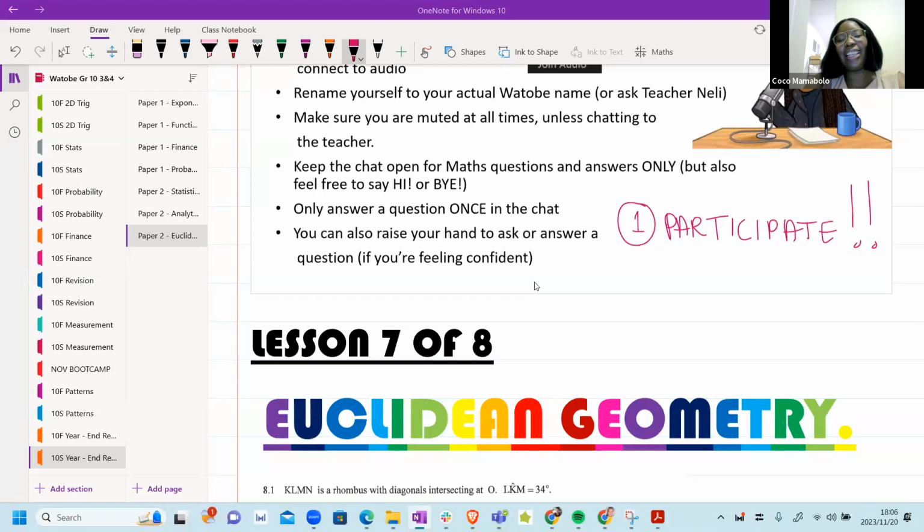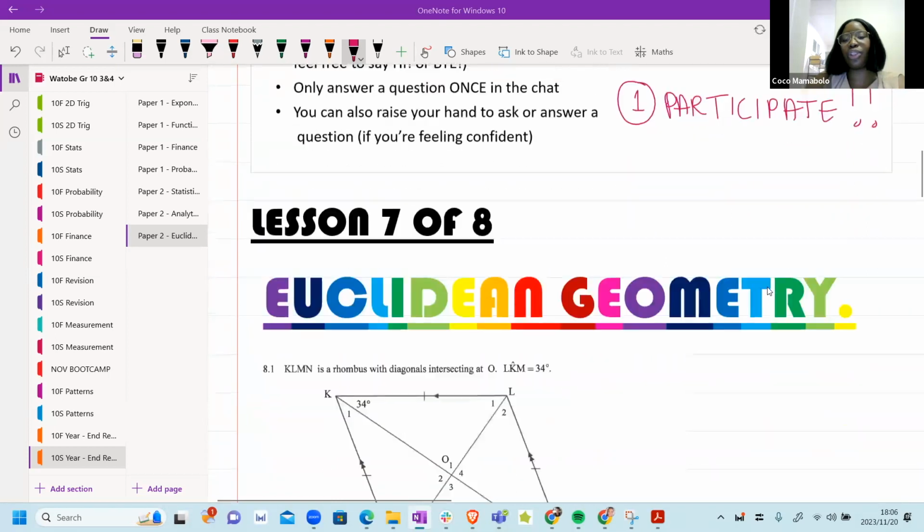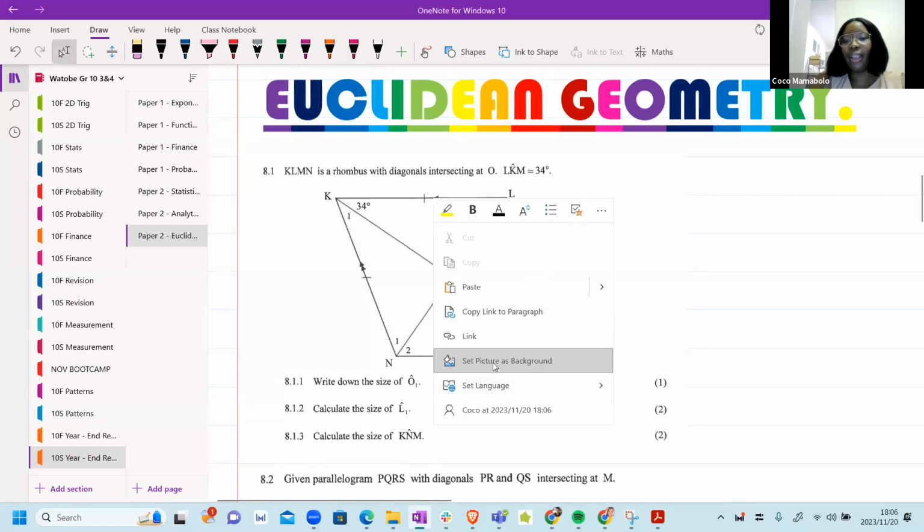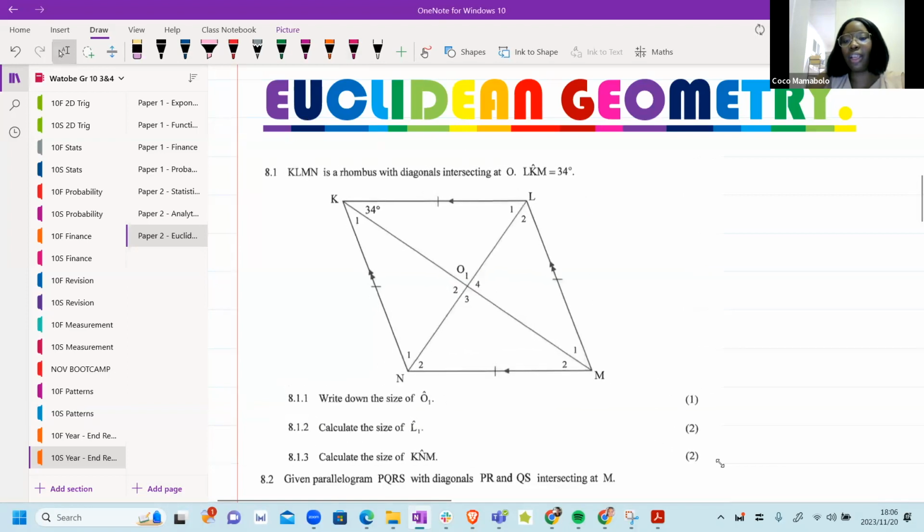Alright, let's start off with this question over here. I'm going to put it on the screen, okay? We're looking at a rhombus, a question that gives us a rhombus. Now, I want you guys to have a look at the information for 8.1. Just have a look at the info.